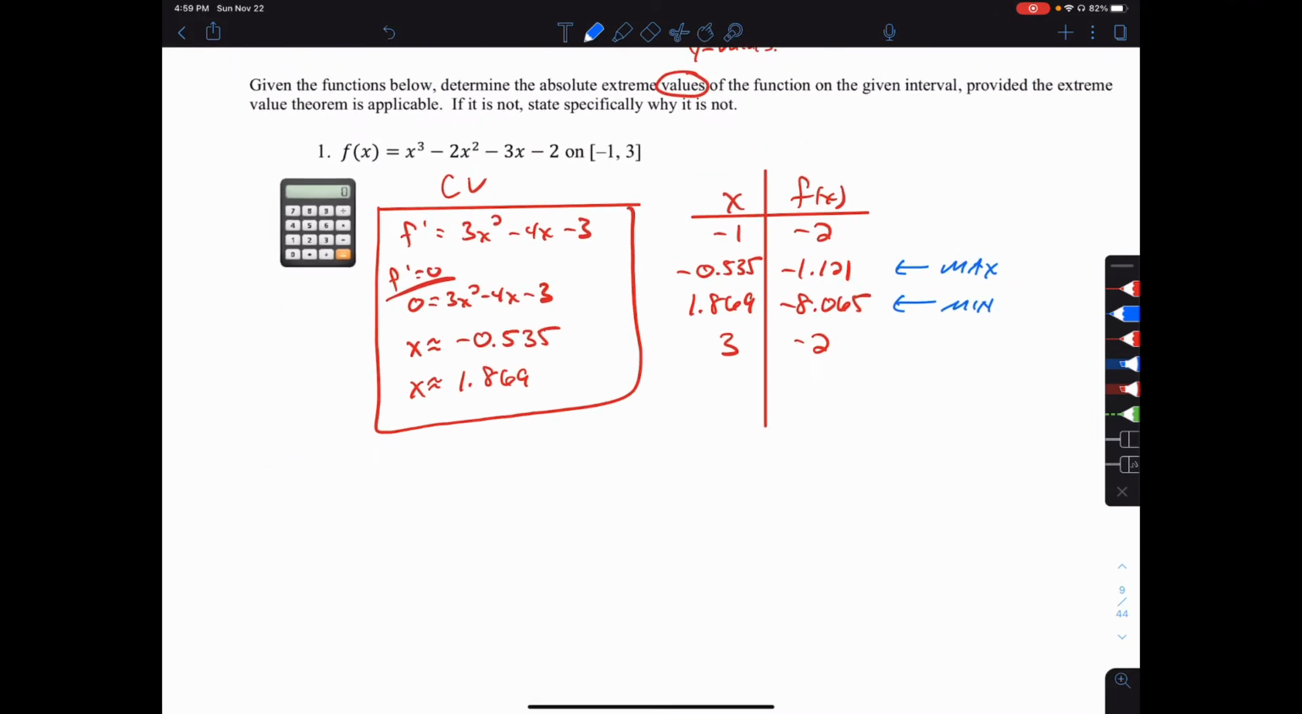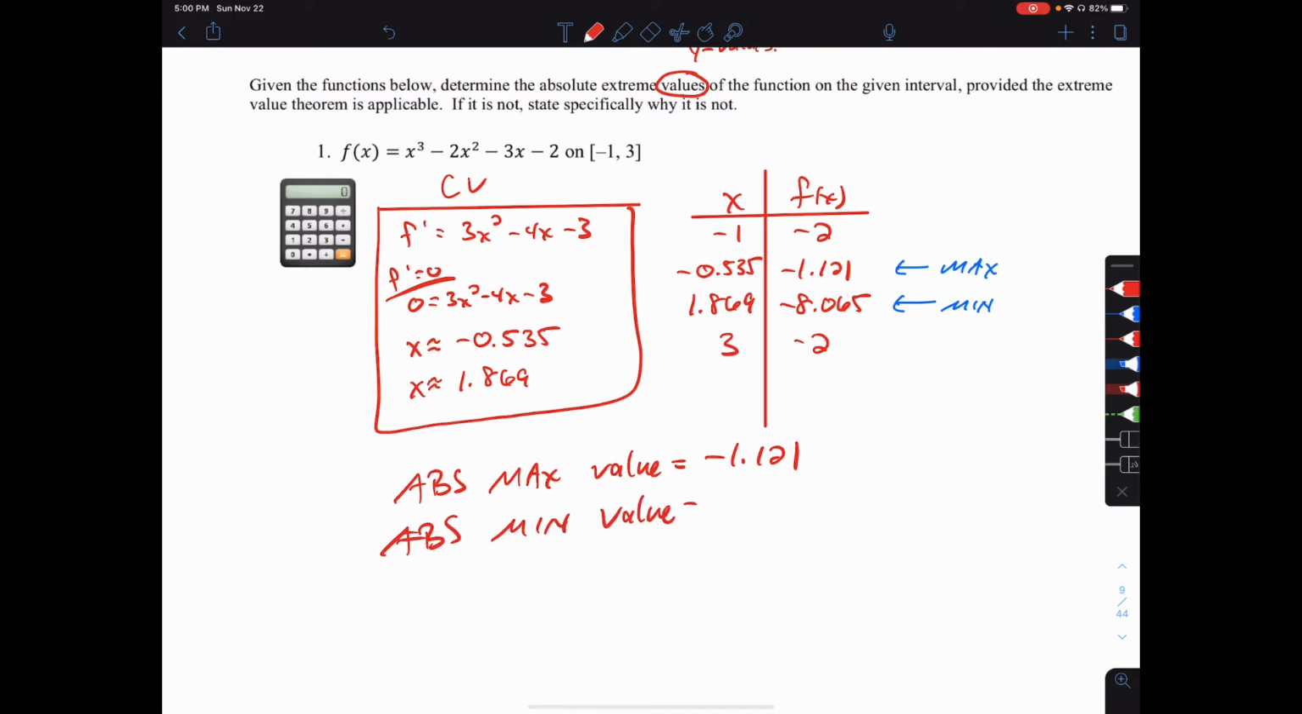Since it said to determine the absolute extreme values, the absolute maximum value is a y value of negative 1.121. The absolute minimum value is negative 8.065.